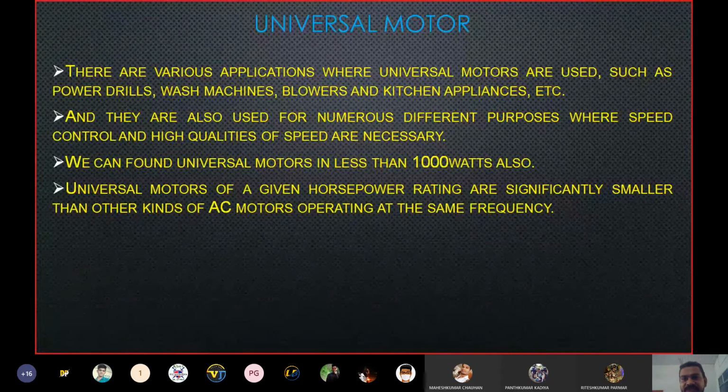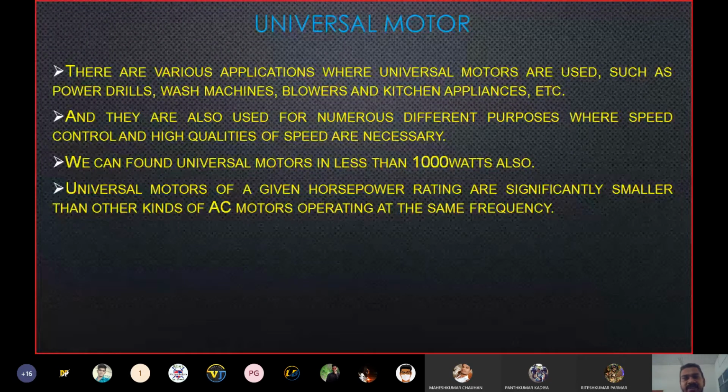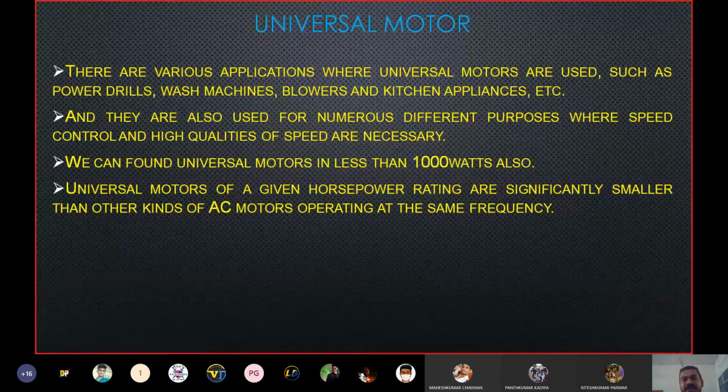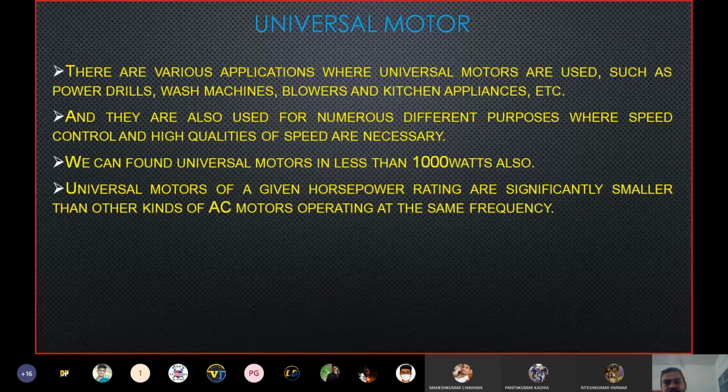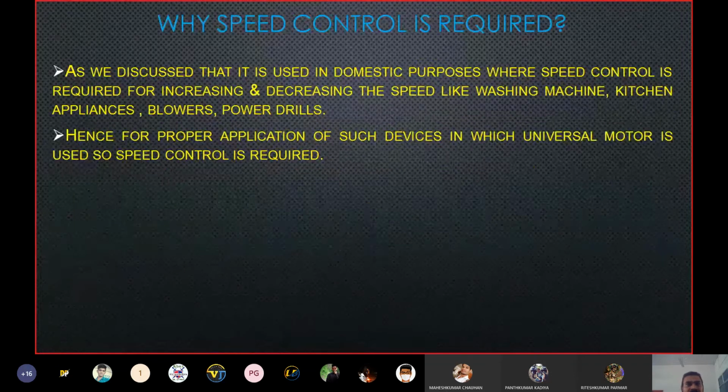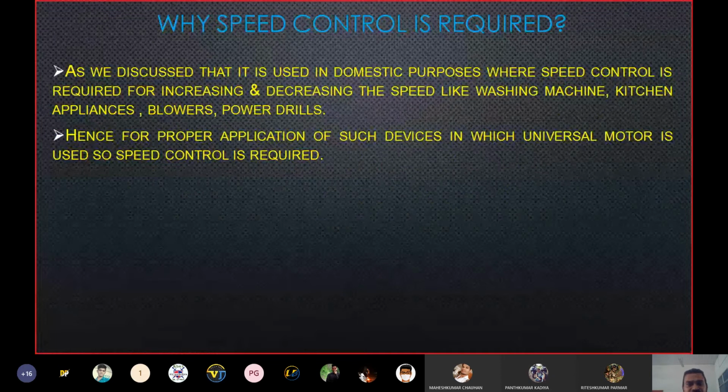Universal motors of a given horsepower rating are significantly smaller than other kinds of AC motors operating at the same frequency. So if we compare AC motors with the same frequency, then the horsepower rating of a universal motor is significantly smaller compared to other AC motors. Okay, this is the basic introduction about the universal motor.